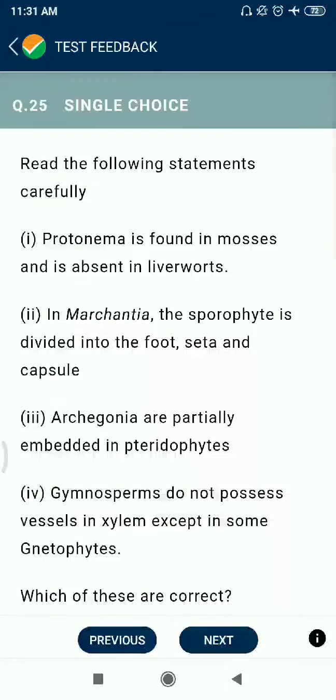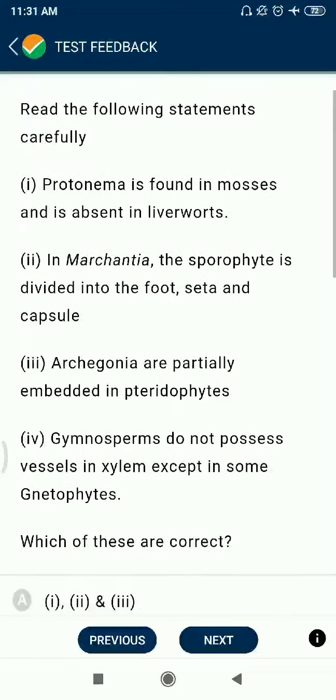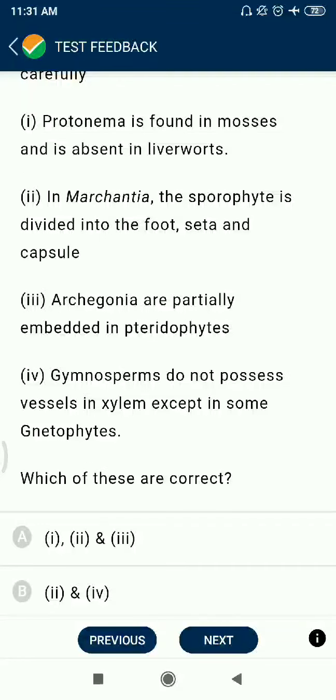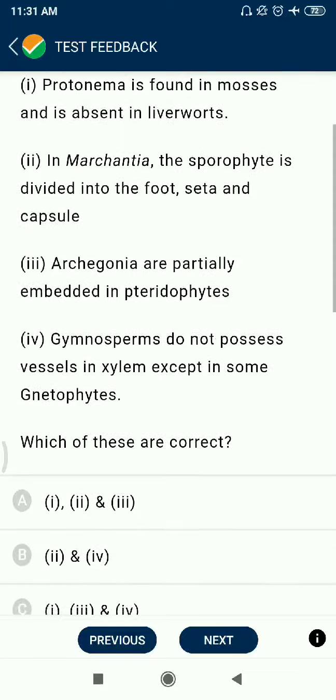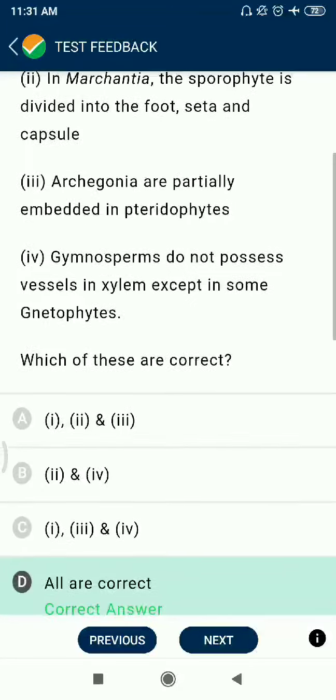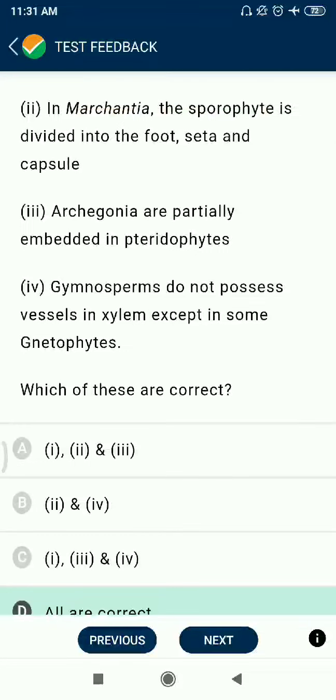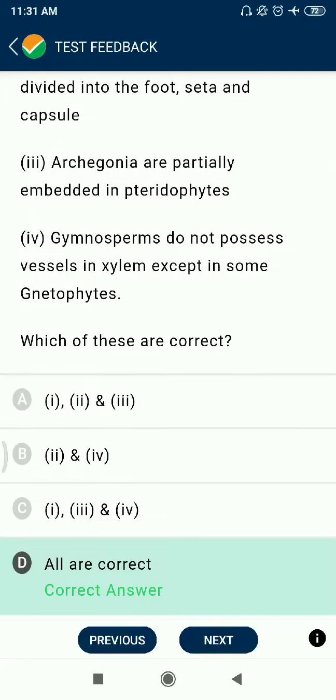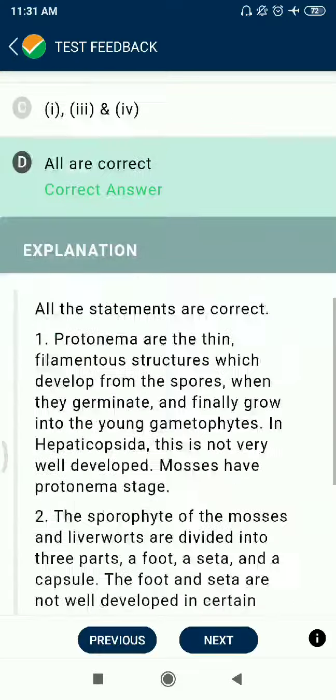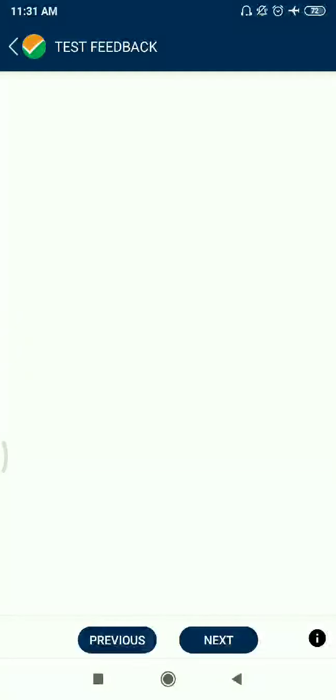Question number 25. Read the following statements carefully. Protonema is found in mosses and is absent in liverworts. Okay. Then, in Marchantia the sporophyte is divided into the foot, seta and capsule. Then, archegonia are partially embedded in pteridophytes. After that, gymnosperms do not possess vessels in xylem except in some gnetophytes. Okay, this is correct, that is, all of these are correct.